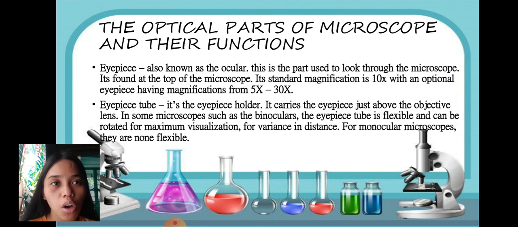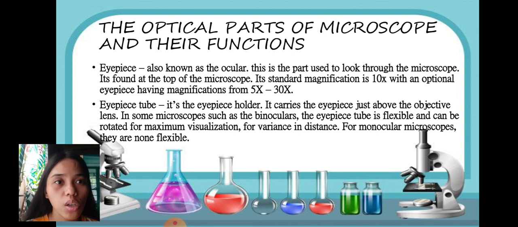Next, these are the optical parts of the microscope and their functions. First, eyepiece, also known as the ocular. This is the part used to look through the microscope. It's found at the top of the microscope. Its standard magnification is 10 times, with optional eyepieces having magnifications from 5 to 30 times.